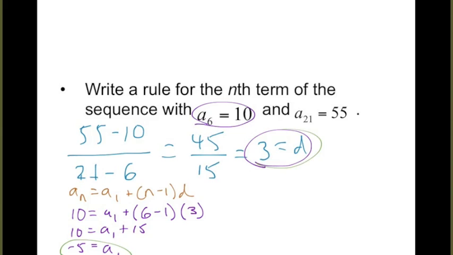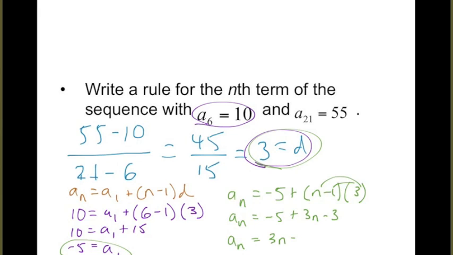And now we have first term and common difference, so then we can write our rule. A sub n is first term plus n minus 1 times d. Distribute. And combine like terms. Here we could actually confirm this is right by using either one or both of the points, that if I plug in a 21, I should get a 55 out of this thing. If I plug in a 6, I should get a 10 out of this thing. And if those work, then we know that we found the correct rule on this.